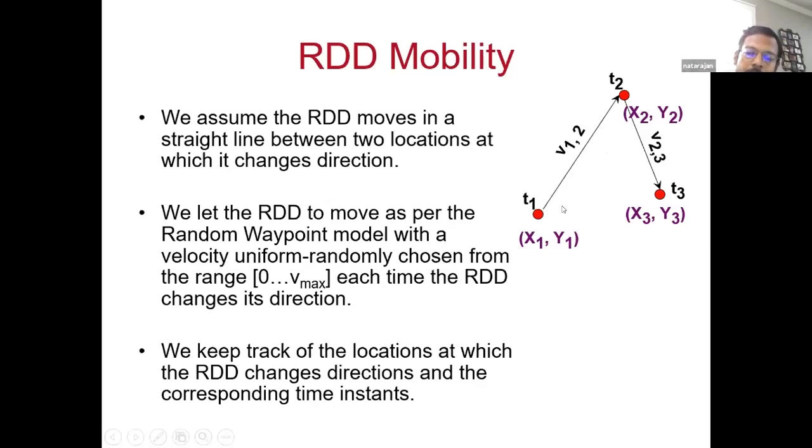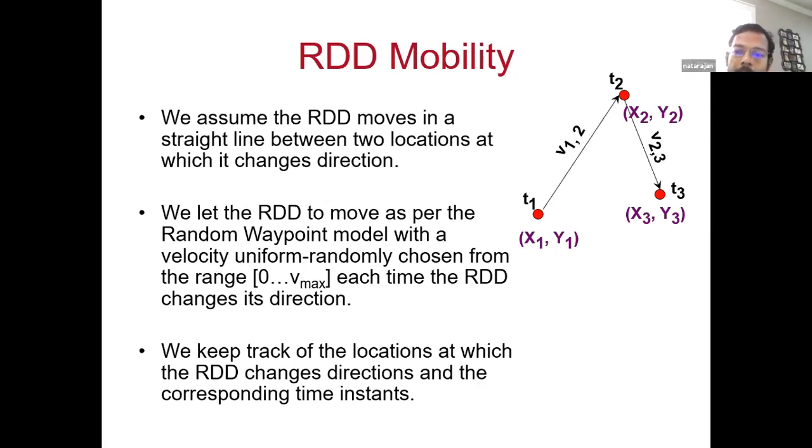So the velocity to move from this location, x1, y1 to x2, y2, will be uniform randomly chosen between 0 to V max. And once we know the locations and the velocity, we can find out the time it takes to move from T1 to T2, because we can calculate the distance, and then from there we can find the time. After moving to this location, the RDD again chooses a new random location to move to and a new velocity. So it's not always moving at the same velocity. It moves at a randomly chosen velocity each time it changes its direction.